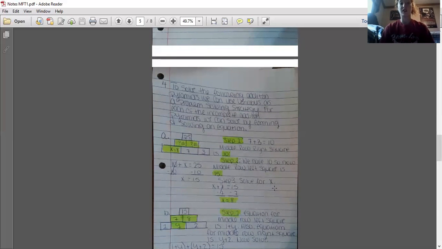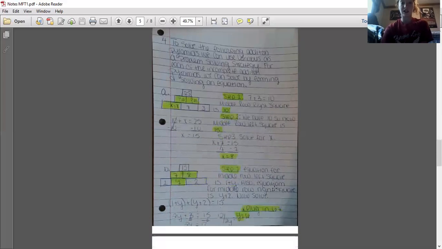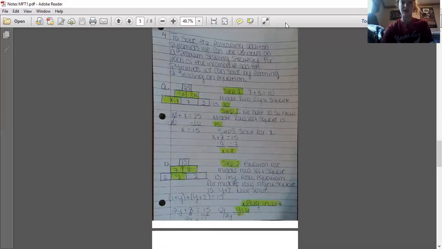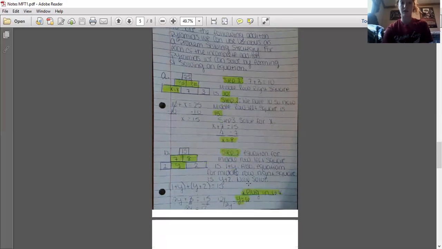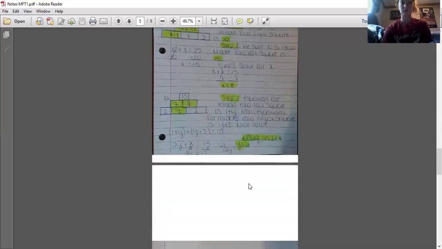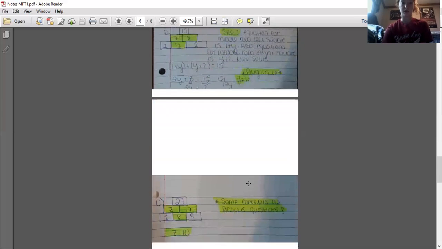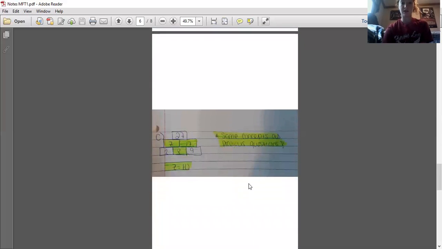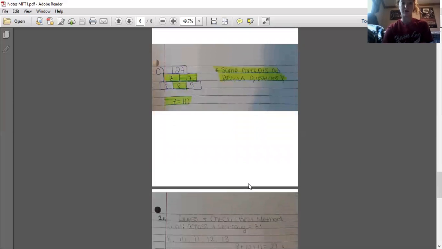In number 4, to solve the following addition pyramids, we can use variables as a problem-solving strategy. For each of the incomplete addition pyramids, we can solve by forming and solving an equation. As you can see here, I got my equations, step 1, step 2, and kind of walked you through it. Let's move on to part C. It's all the same concept as the ones above.